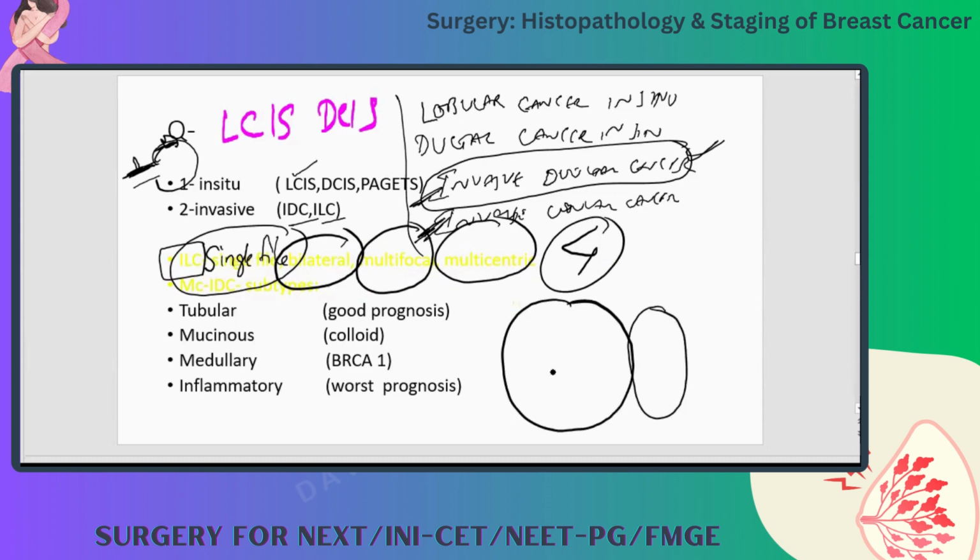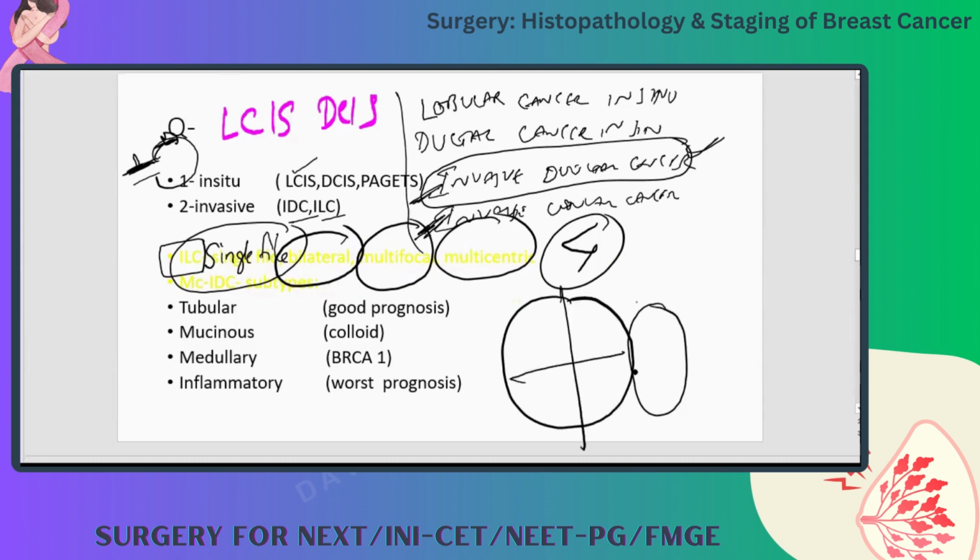What is multifocal? Many foci, many focal points are there. Multicentric: it is seen in both breasts, and in all the quadrants it can appear. So it is multifocal and multicentric. These are the 4 points: single file, bilateral, multifocal, multicentric.